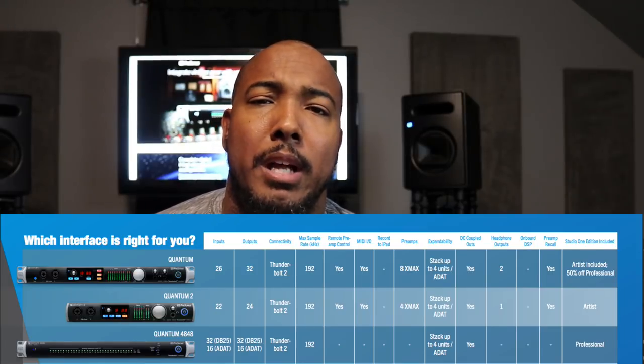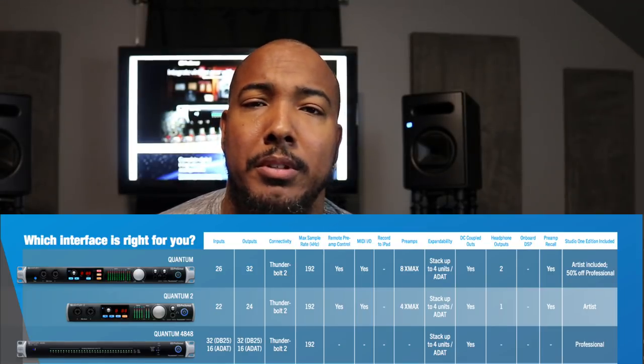I don't know how the 4848 would pair with other Thunderbolt interfaces out there outside of the Quantum. I would imagine it would daisy chain fine. You can create an aggregate device on your Mac if you're on Mac, but that's how I view the 4848. I look at it as a companion to the Quantum, where the Orion 32 is more of a standalone interface, in my opinion.